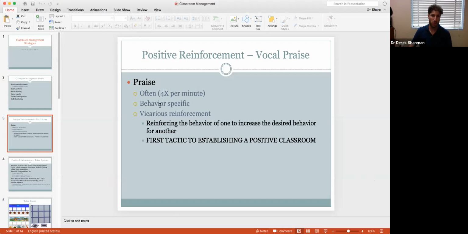So we want to make sure that we give praise often. We want to be specific so that we are selecting the behaviors that we want the child to continue to emit, and we want to use vicarious reinforcement. Eventually, our goal is that the primary reinforcers for most of our kids will be social reinforcers, in the form of either vocal praise, non-vocal praise, stars, acknowledgements, any number of different things. But we want to make sure that our students are in a position where they will respond to praise as a reinforcer.